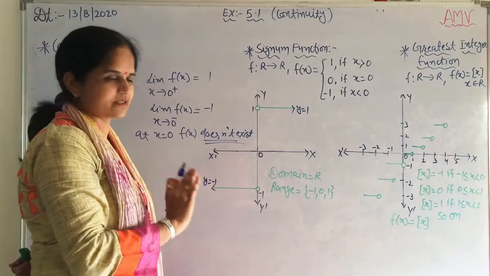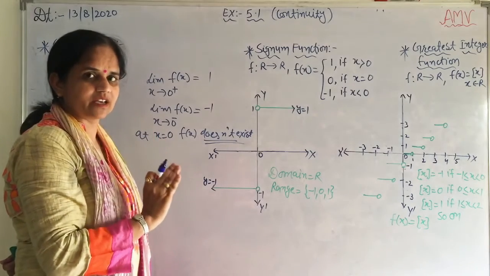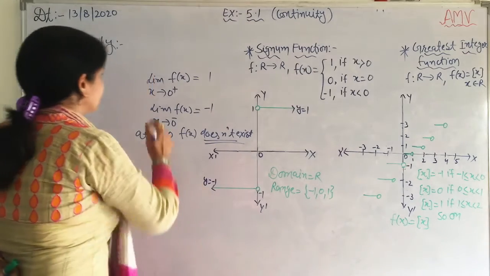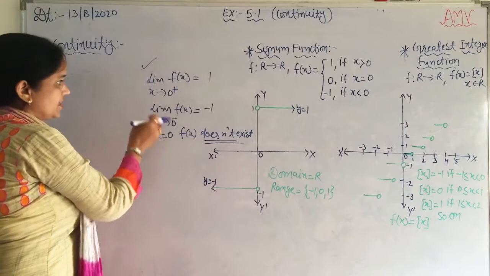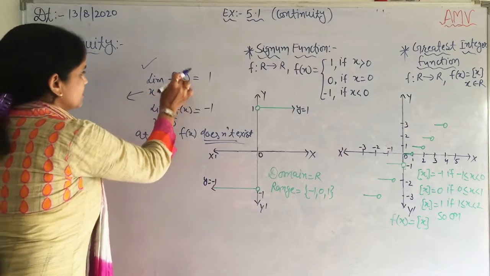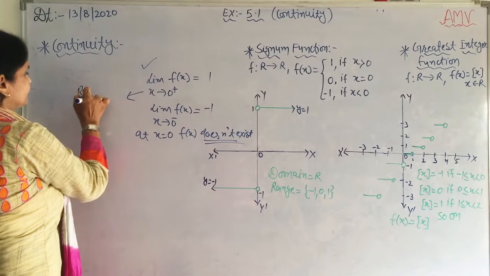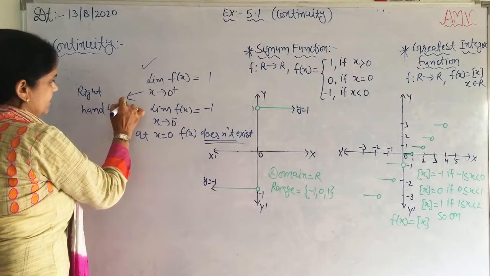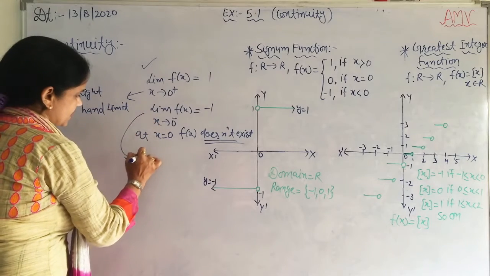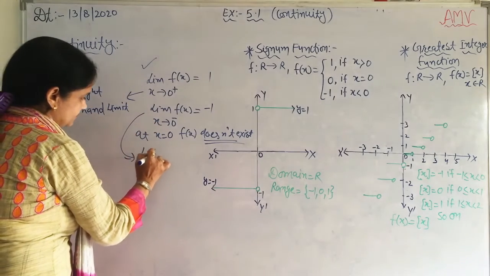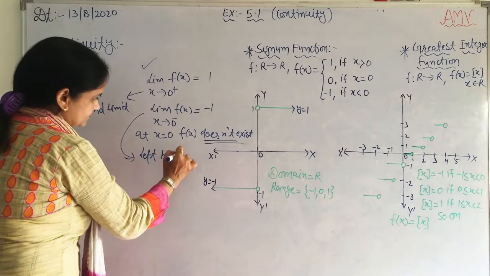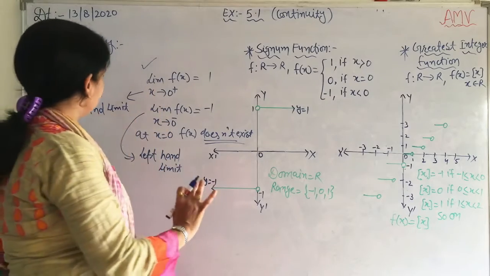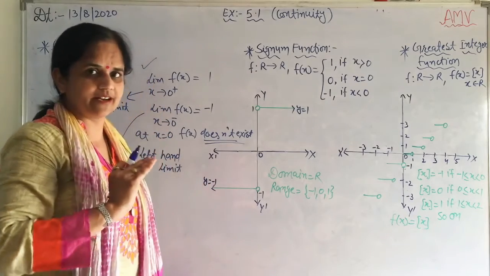Very simple concept. By sketching a graph we can find whether a function is continuous or not, or otherwise by finding the limits. One is known as the right hand limit, and the other is known as the left hand limit. Here the right hand limit is not equal to the left hand limit.